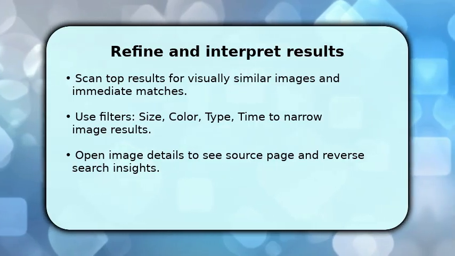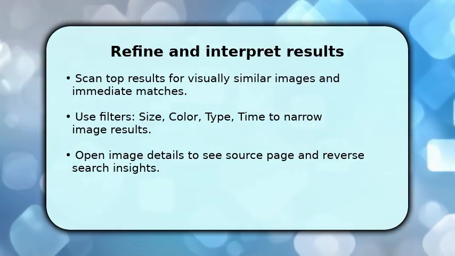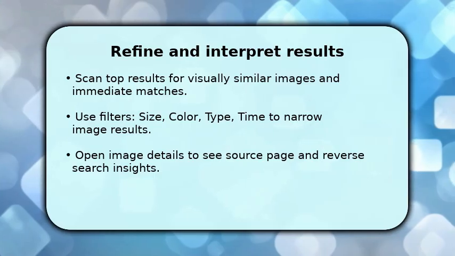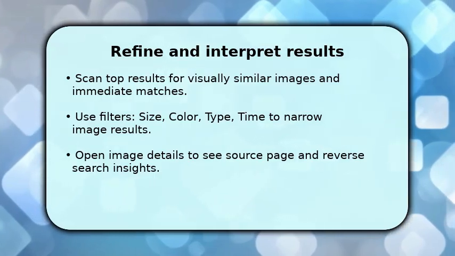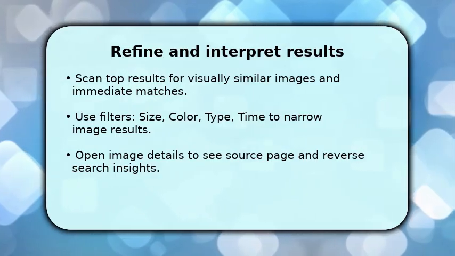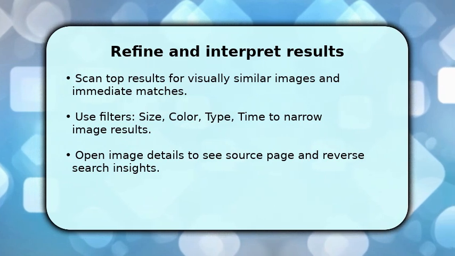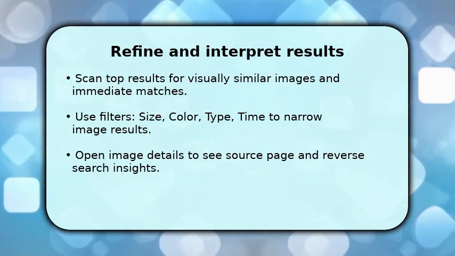For example, choose large and transparent background to find logos. Click an image and then visit or view image for context. This shows the source page and often metadata like captions or dates. Once you compare sources, you can confirm authenticity or find higher resolution versions. Make sure to cross-check multiple results to avoid misinformation.